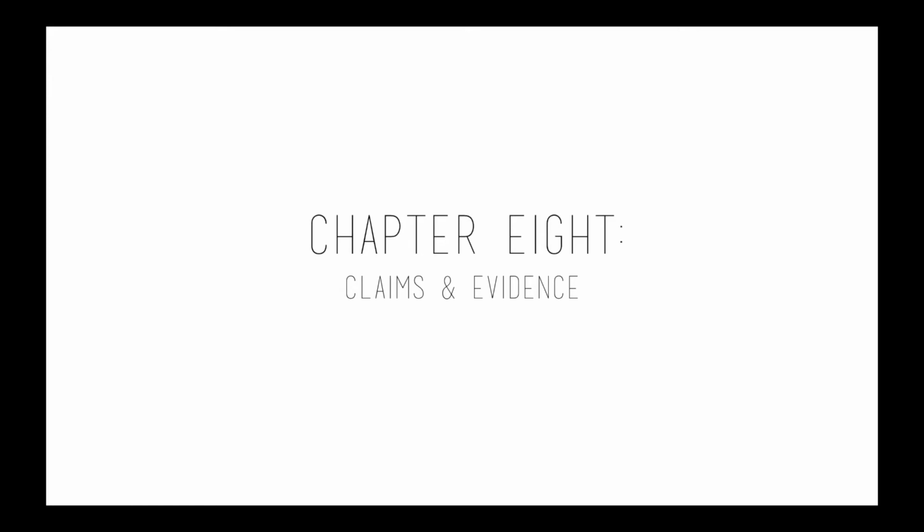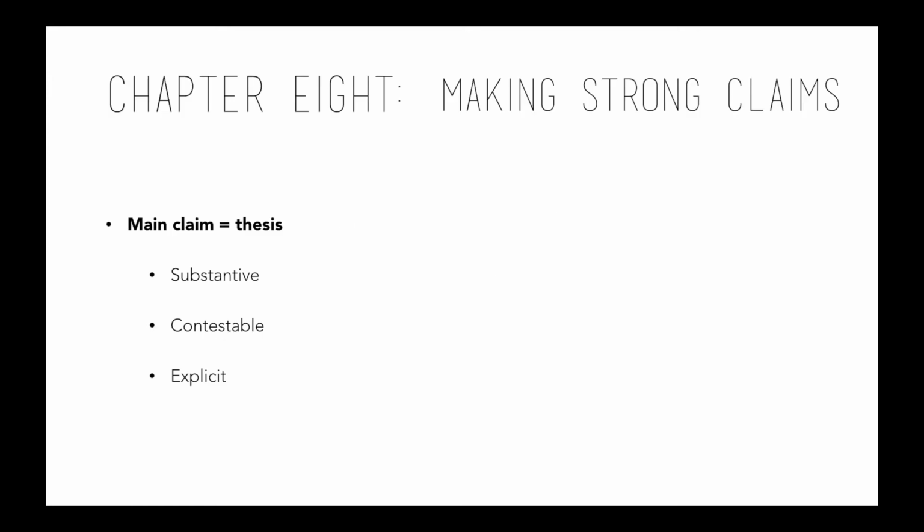Now on to Chapter 8, Claims and Evidence. As we've said before, in order to have a credible, believable argument, you must make the claim and evidence explicit. Your main claim is the most important part of your report. This is your general thesis, your statement. For your claim to be strong and convince your readers, it needs to be substantive, contestable, and specific.